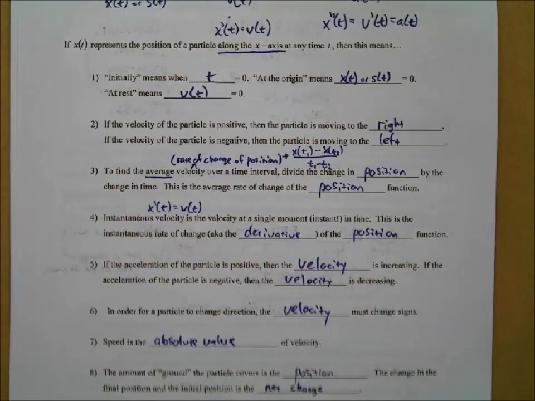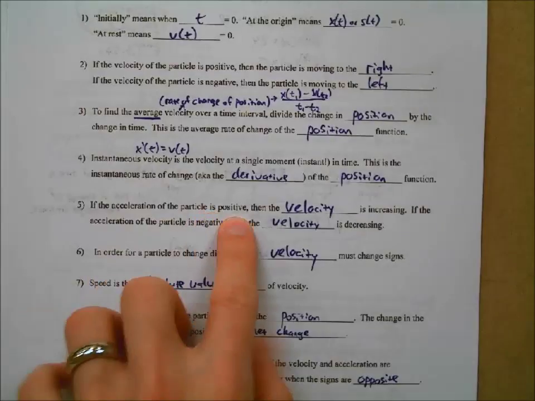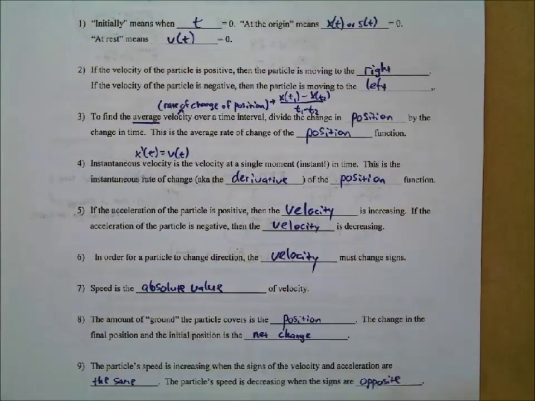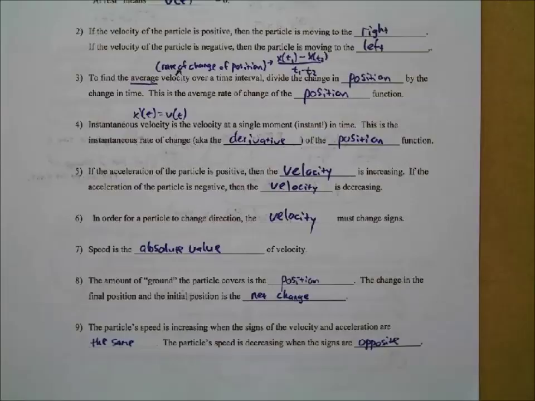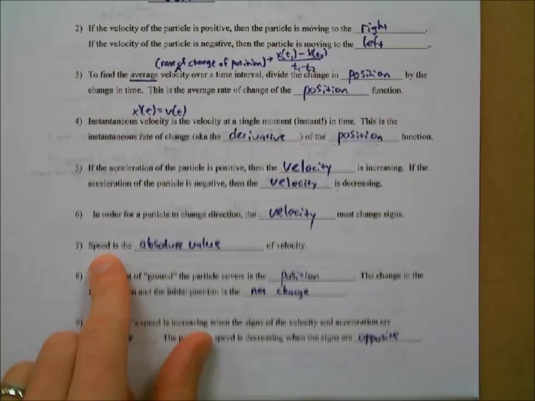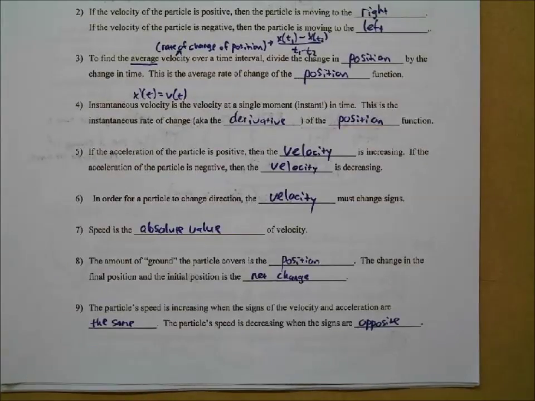And then acceleration: if it's positive, the velocity is increasing. If the acceleration of a particle is negative, the velocity is decreasing, or approaching more negative. In order for a particle to change direction, the velocity must change signs. Speed is related to velocity, but speed basically removes the direction component of velocity. Speed is always positive. It's the absolute value of velocity.